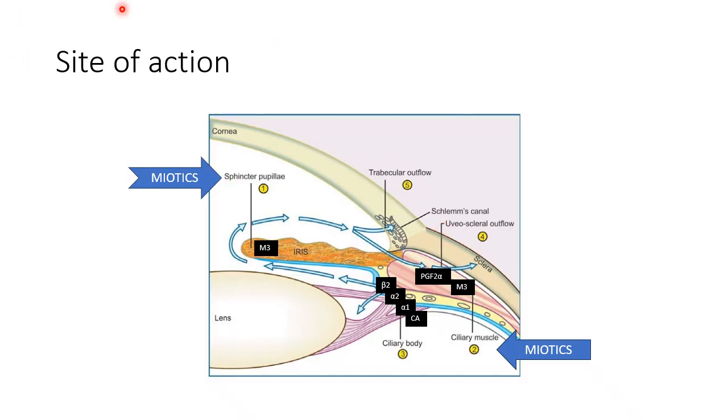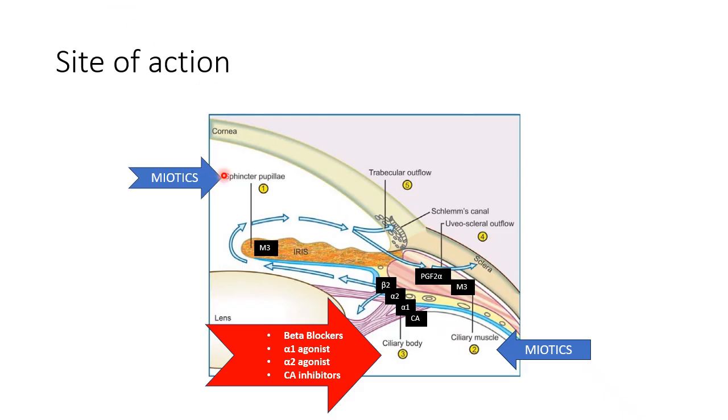Next comes the other group of drugs which are going to act here on the non-pigmented ciliary epithelium, which is the site of production of aqueous. So we have beta blockers and alpha agonists, right? So there have to be receptors.